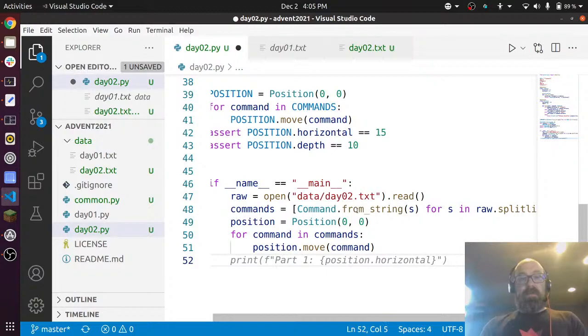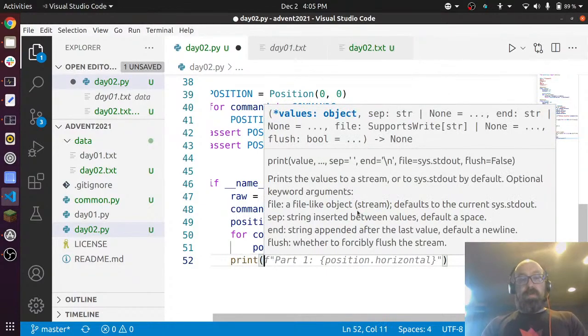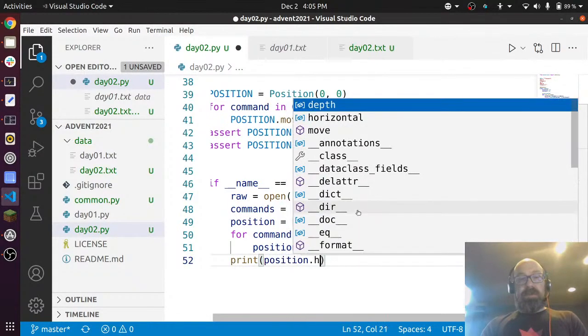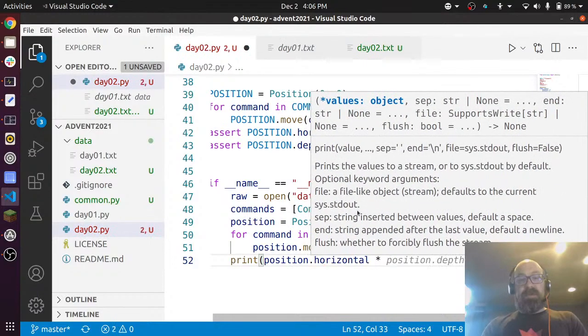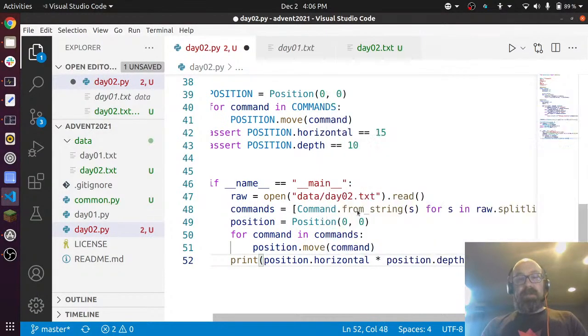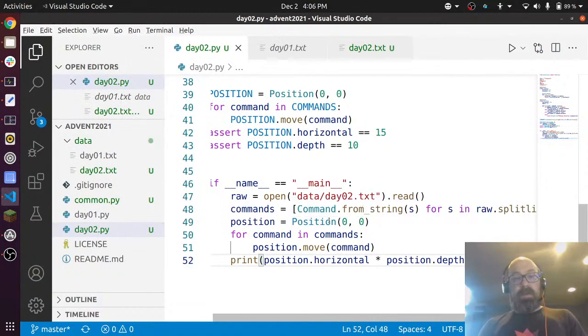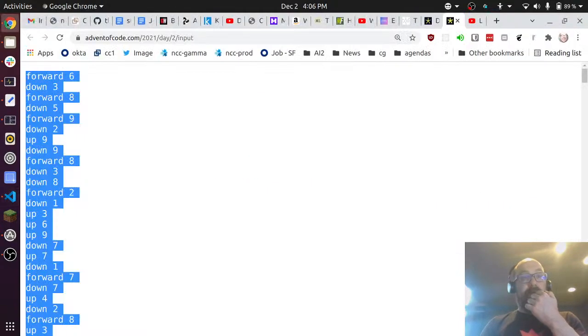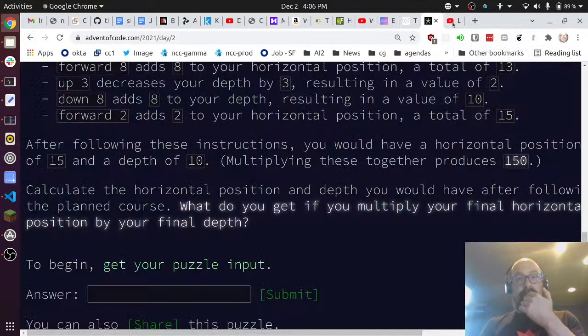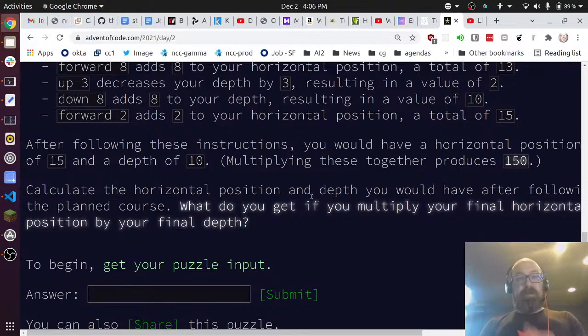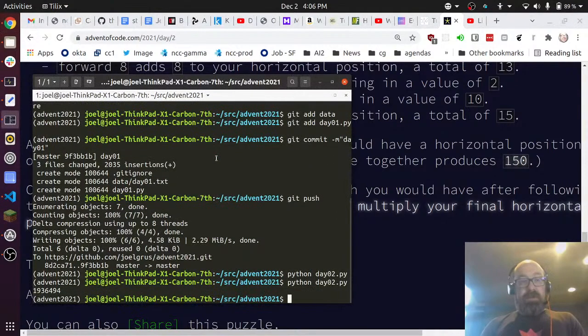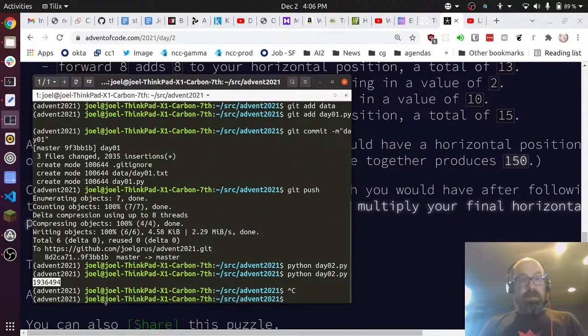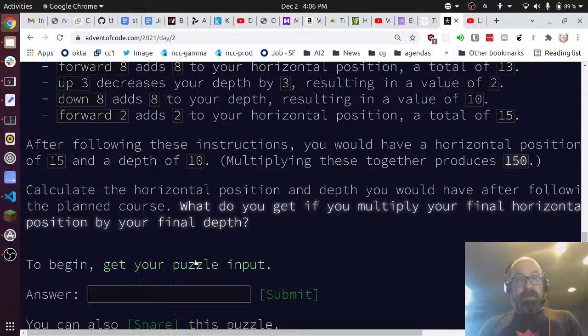And that's not what I want to do. I want to do print position.horizontal times position.depth, because I think that's what they wanted me to do. They want me to multiply the final horizontal position by your final depth. Okay, so let us run it, and it says it is this large number. So let's try it.